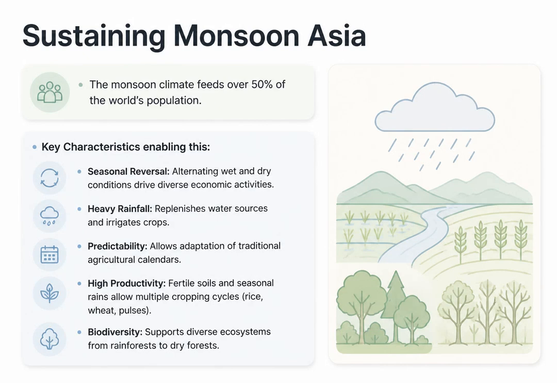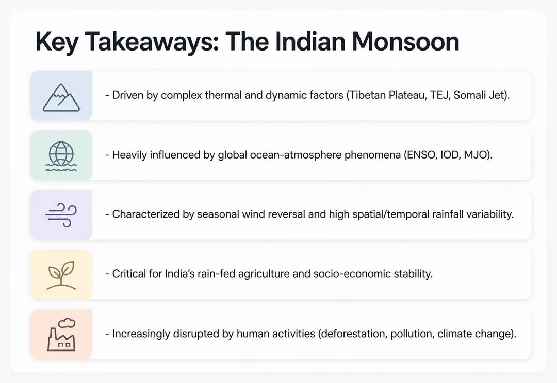Despite these challenges, we must recognize that the monsoon climate successfully feeds over 50% of the global population residing in monsoon Asia. The seasonal reversal of winds provides a predictable, albeit variable, rhythm that traditional agriculture has adapted to over millennia. The heavy wet season replenishes aquifers, while the dry season allows for harvesting. This alternating cycle, combined with fertile soils, allows farmers to cultivate multiple diverse crops a year, sustaining massive populations and incredible ecological biodiversity.